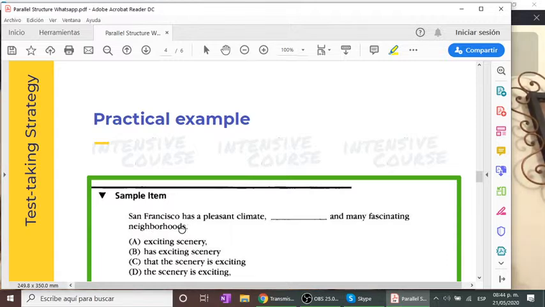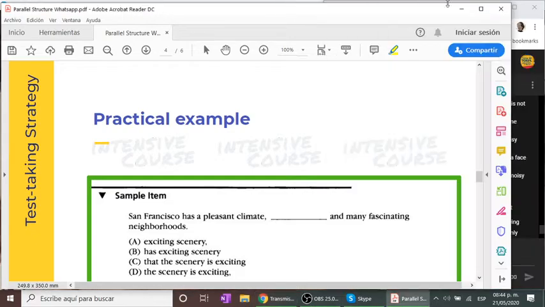Listen to the sentence and you tell yourself if it makes sense. B. San Francisco has a pleasant climate, has exciting scenery, and many fascinating neighborhoods. C. San Francisco has a pleasant climate, that the scenery is exciting, and many fascinating neighborhoods. D. San Francisco has a pleasant climate, the scenery is exciting, and many fascinating neighborhoods. With what I have read, because you're going to be reading this when you're taking that test, which does not make sense to you? So you can eliminate them immediately.